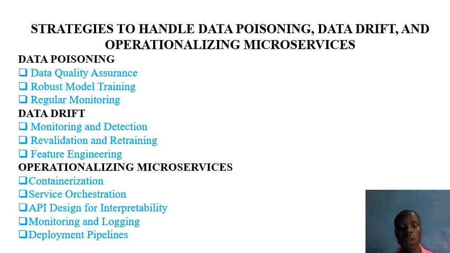And for operationalizing microservices, we use containerization, which is a technology such as Docker to package microservices along with their dependencies, enabling consistent deployment of our model across different platforms. And for service orchestration, we use tools like Kubernetes to manage and scale microservices efficiently, ensuring high availability and fault tolerance. For API design for interoperability, we design microservices with clear and well-documented APIs to facilitate integration with other systems.